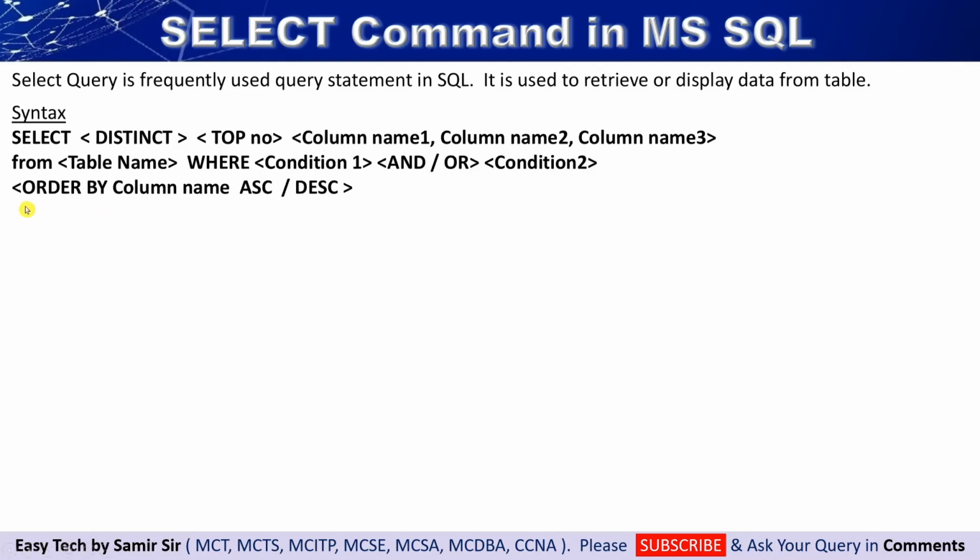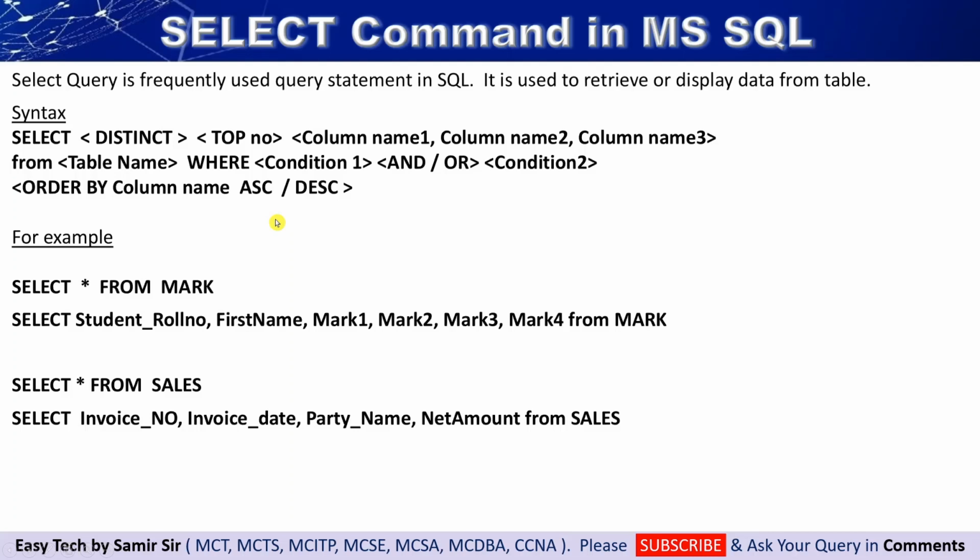Next syntax is order by column name. Either use the word ASC, which is short for ascending, or you can use DESC, which stands for descending order. So these are some of the examples. Let's see an example of this in SQL.